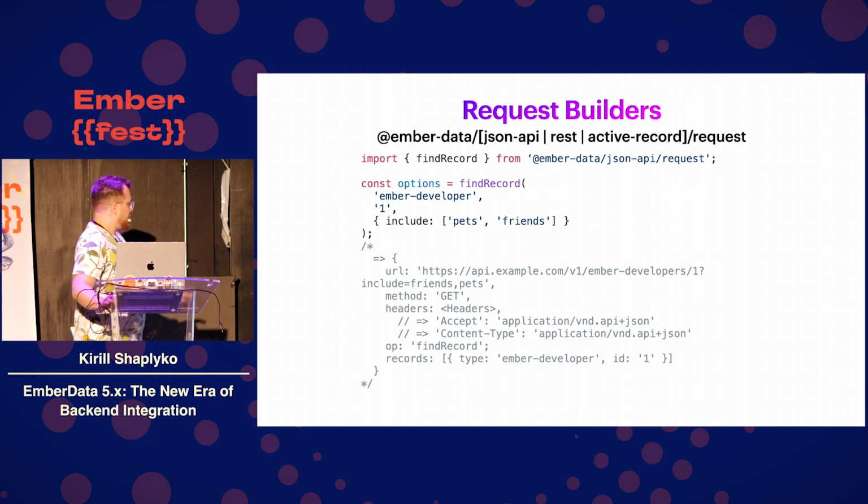And as a result, you can see there is a fetch-like request object. It has a proper URL constructed for you, has a method get, headers, opcode. It's specific for EmberData to track what's going on in the request. It's find record in this case, and the record is the identifier of the record that you requested. So it will be passed as the initial context of the request manager pipeline.